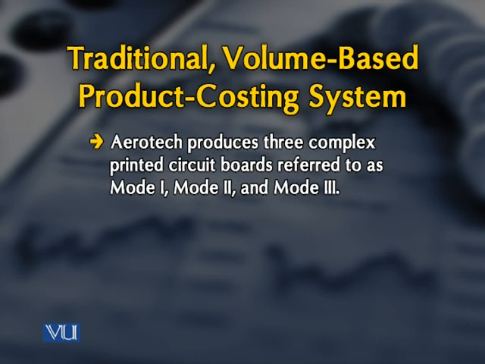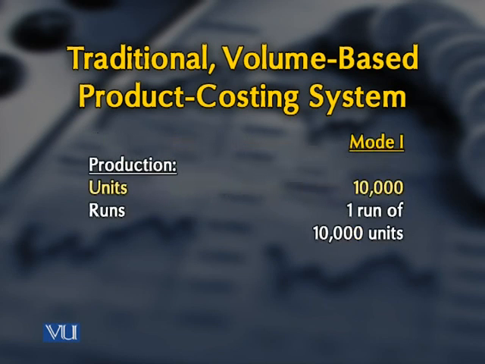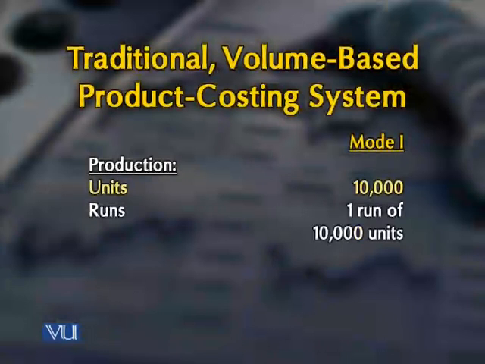Now there is a company producing three models: Model 1, Model 2 and Model 3. The number of units they are going to produce is 10,000, 20,000 and 4,000. One run of 10,000 units means that if they are producing 10,000 units, only one run is required. Once you set a machine, that machine will produce 10,000 units.